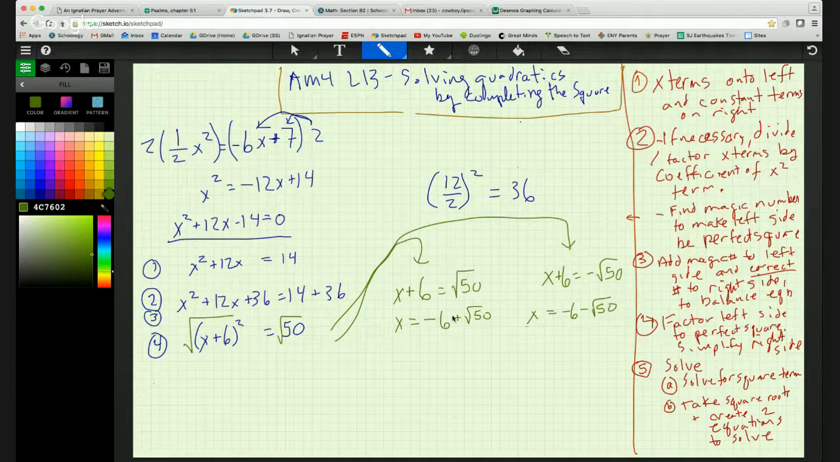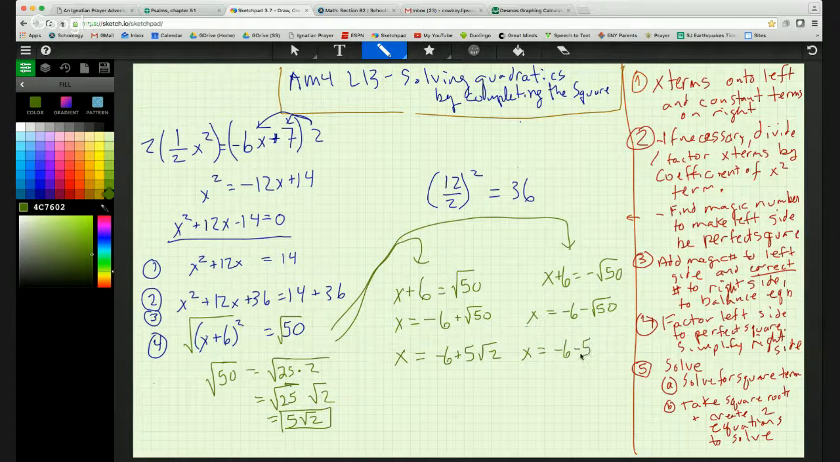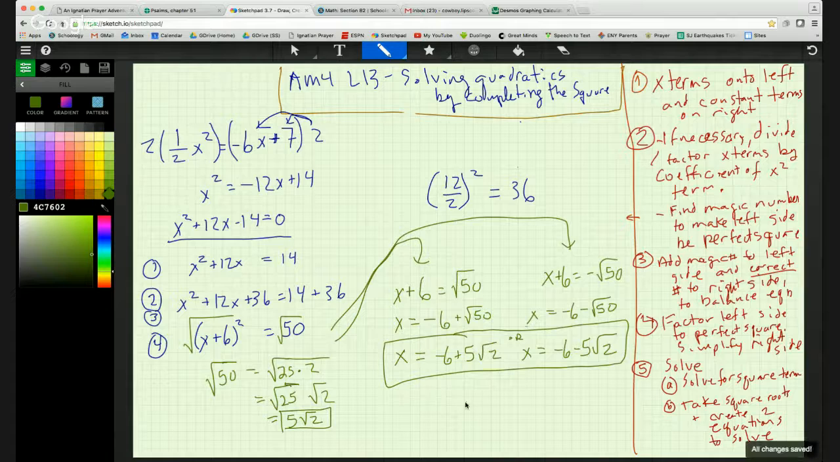And I'm almost there, except for the fact that the square root of 50 is not simplified because I can pull out a perfect square. So if you remember your rules of simplifying radicals, square root of 50 is 5 root 2. If you don't remember those, you have to review them, because this unit depends on it. So here we get x equals negative 6 plus 5 root 2, and x equals negative 6 minus 5 root 2. Or that can also be written as x equals negative 6 plus or minus 5 root 2, for those of you who want to combine.